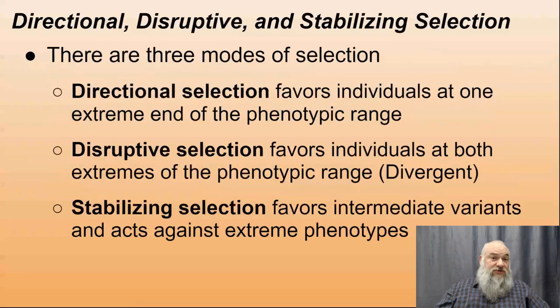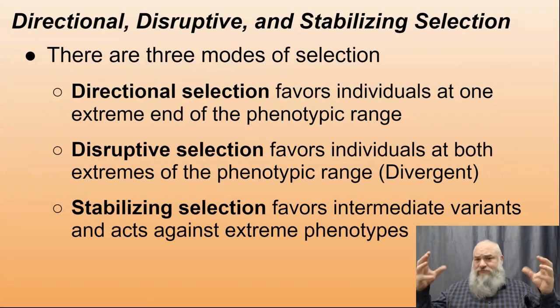There are three modes of selection. We've mostly been talking about directional selection so far, which favors individuals at one extreme end of the phenotypic range. So, the faster ones to get away from the bear, and you get faster and faster and faster, right? That's directional selection. Disruptive selection favors individuals at both extremes. So it favors the really fast ones and the really slow ones, but the medium speed ones don't do well.